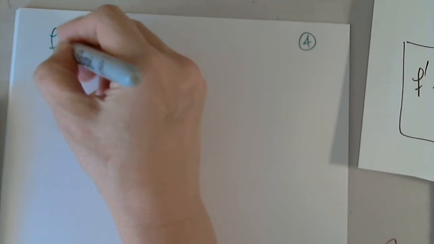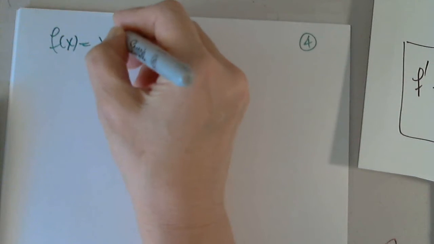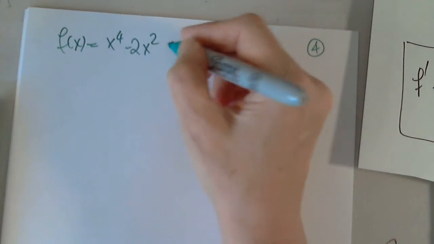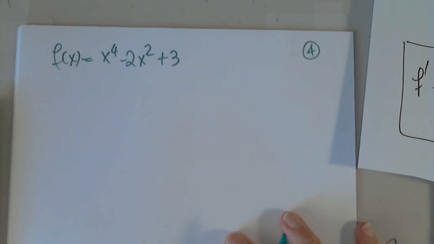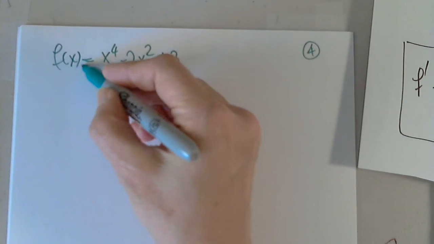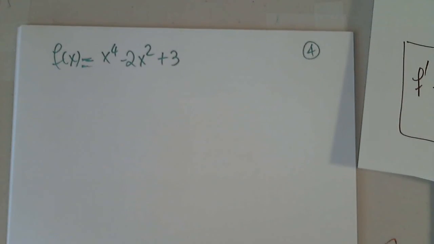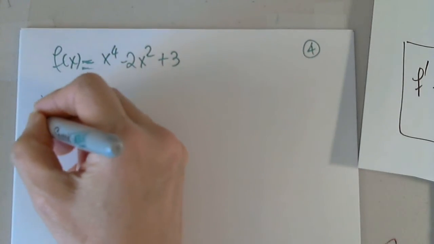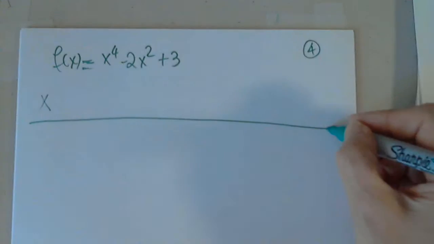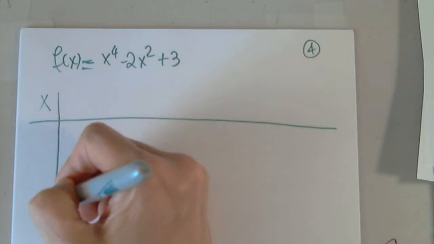Okay. So I'm going to start with a polynomial function, let's say f of x equals x to the fourth minus 2x squared plus 3. We are asked to find everything possible, anything that we can think of, and I'll show you what we think of in a minute. So I highly recommend get used to this table.